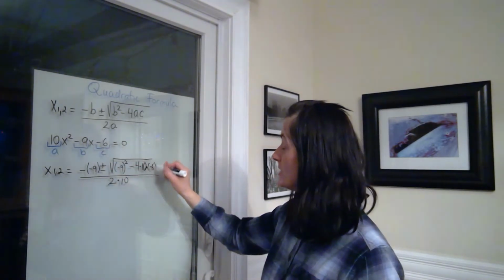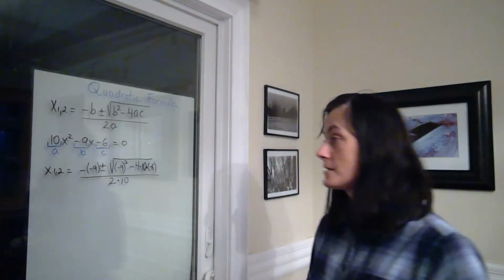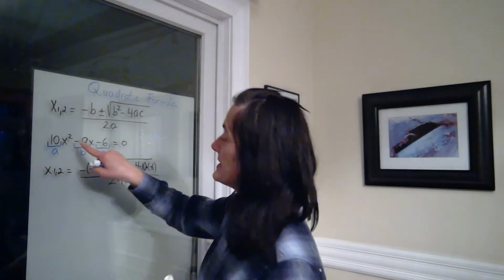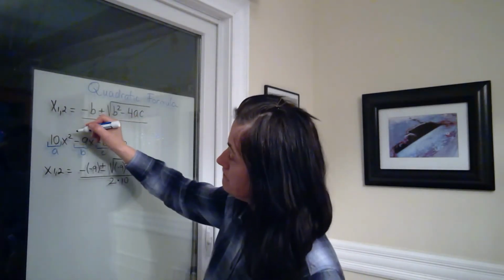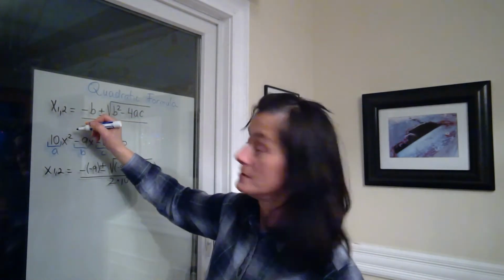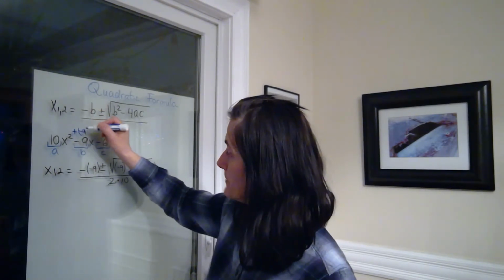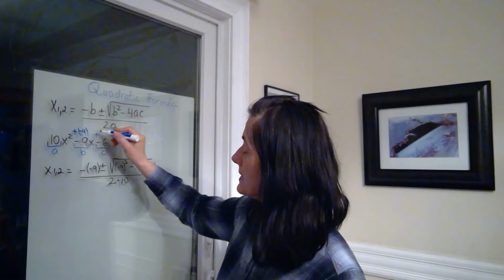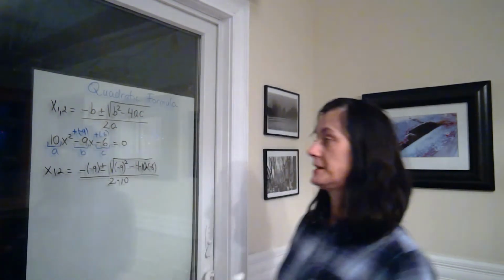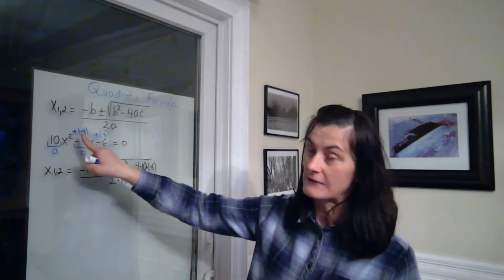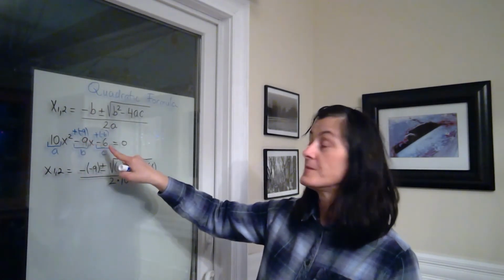Again, I need to be careful with the negative sign. Remember, this negative looks like a subtraction, but it could be written as adding negative 9. Or here, adding negative 6. Just a quick reminder. That's why I keep saying negative 9. It's technically adding negative 9 or adding negative 6.